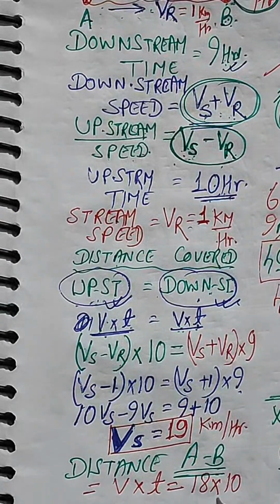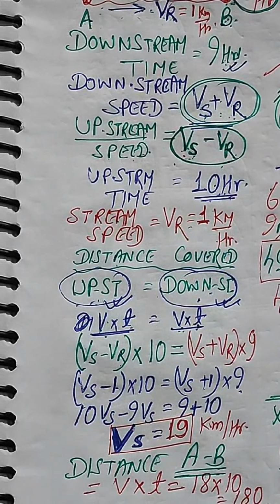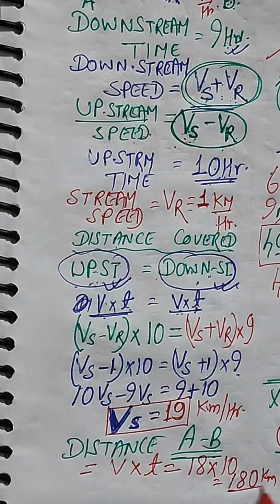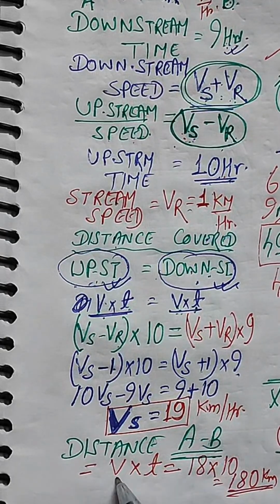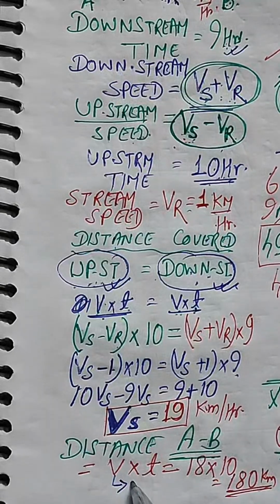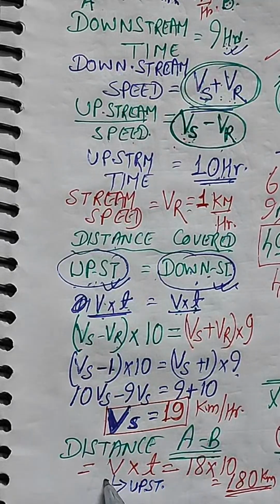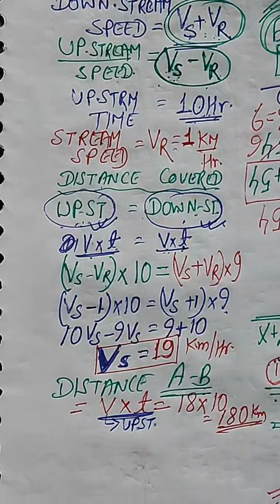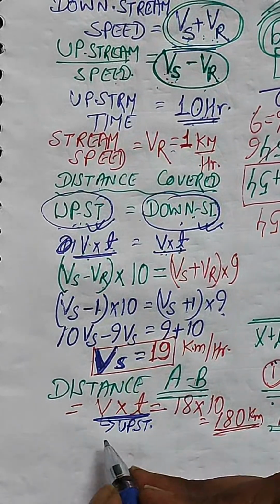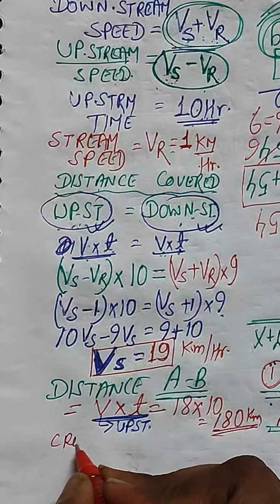So this will give you 180. So 180 kilometer is the distance between the ports. Here we have calculated it using V and T as upstream, but you can also see the value will be the same when we consider the downstream. So let us calculate the distance. Cross check.